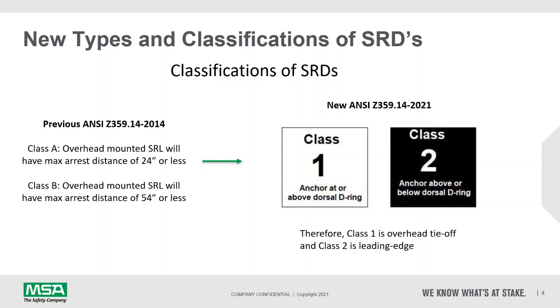So Class 1 SRDs or SRLs are going to be rated for anchoring at or above the D-ring, and Class 2 SRLs are for anchoring above or below the D-ring and are rated for leading edge applications. So it's very clean and easy moving forward to know whether or not your product is rated for leading edge. Class 1 is not leading edge, it's only okay for tie-off above the dorsal D-ring, and Class 2 SRLs are okay for both above and below the D-ring tie-off and for leading edge applications. So it's very distinct now whether your product is rated for leading edge or not. Only Class 2 SRLs are for leading edge.